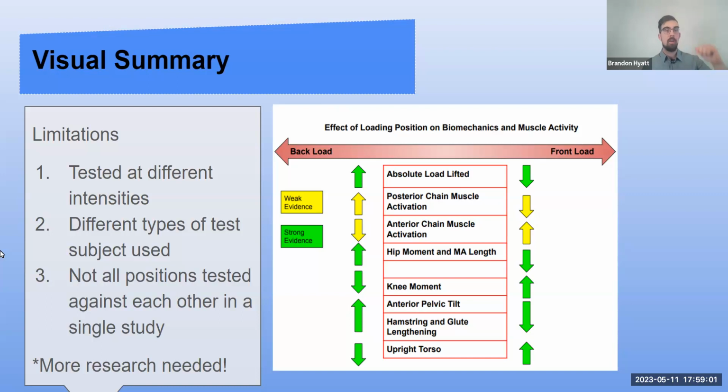As load shifts backwards, there's a greater hip moment and moment arm length. As the load shifts backwards, there is less knee moment and there is more anterior pelvic tilt. There is more hamstring lengthening and then less of an upright torso. Then read through the front loaded section. It's always the inverse.